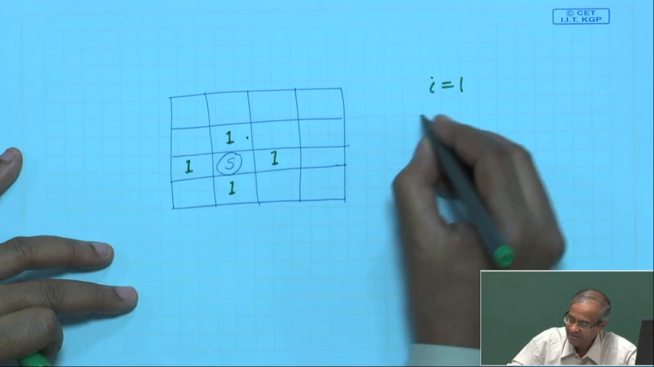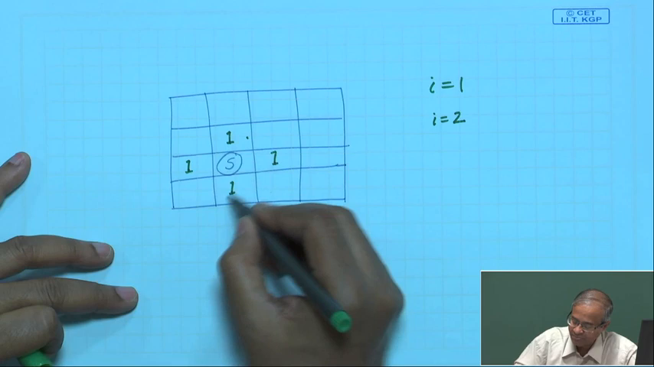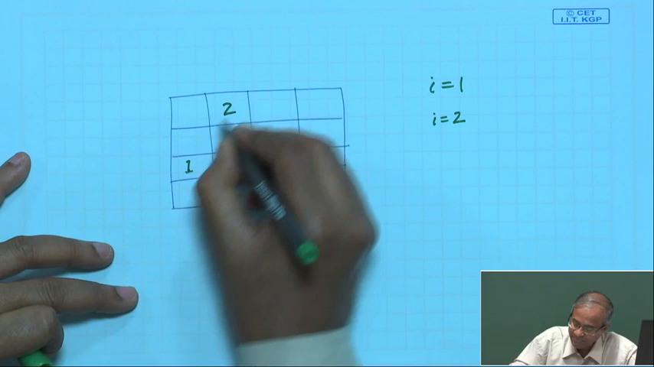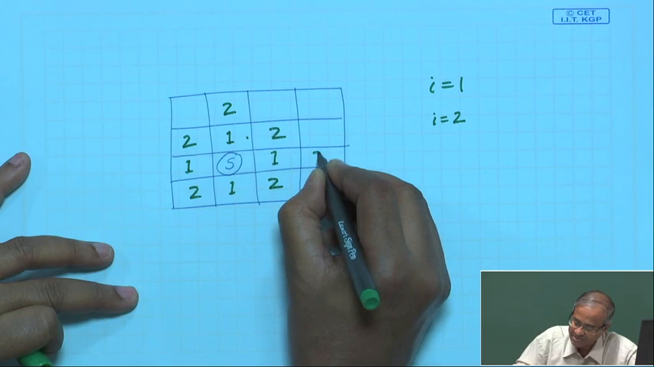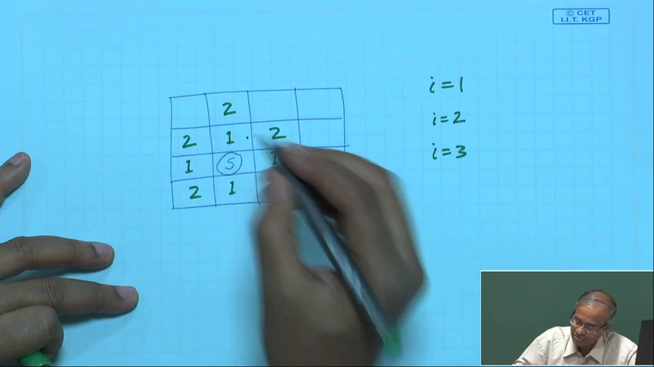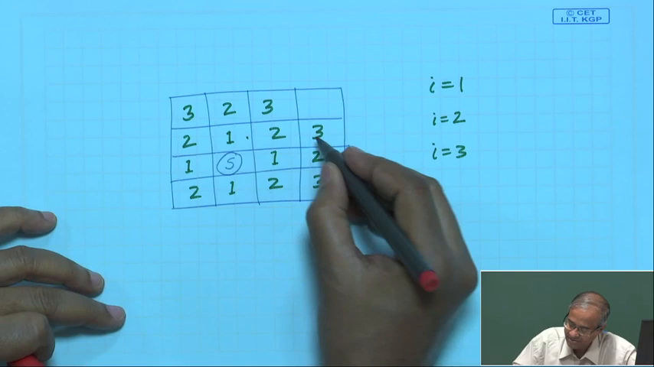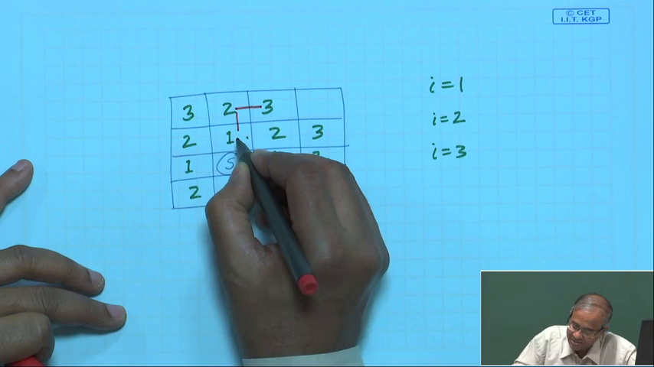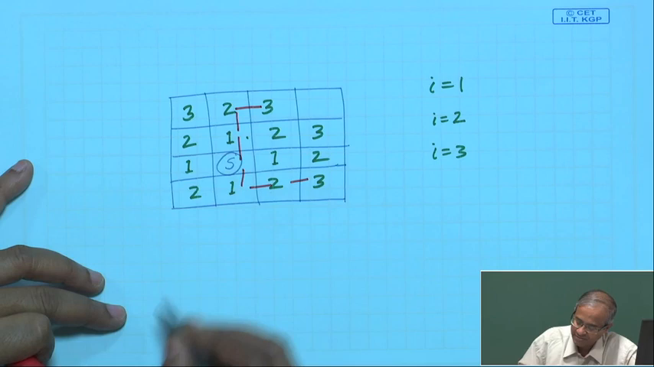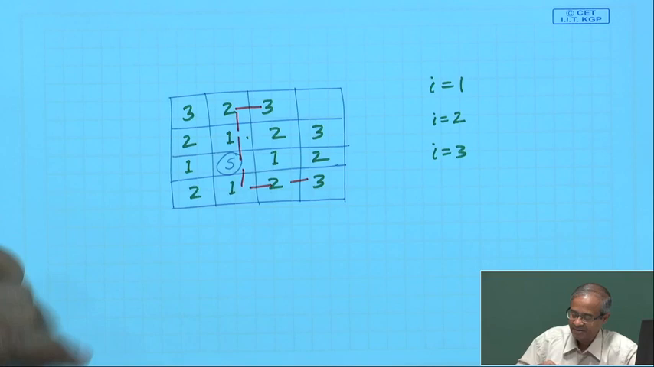Then we move to the next step, I equal to 2. Starting with the cells which are marked as 1, you go to the neighbors. So the neighbors will represent the cells which are at a Manhattan distance of 2 from S, like this. Then you move to I equal to 3. You look at the cells marked with 2, go to the neighbors, 3, 3, 3, and 3. So you see, any cell which is marked as 3, you take any cell, let us say you take this, it will have a Manhattan distance of 3 up to S. Take any other 3, 1, 2, 3. So these labels indicate actually Manhattan distance from the starting point S.